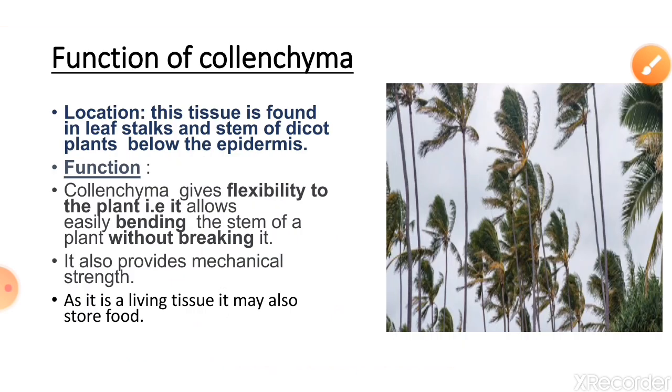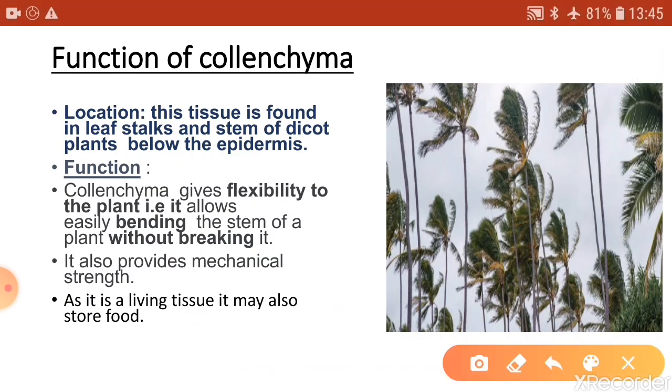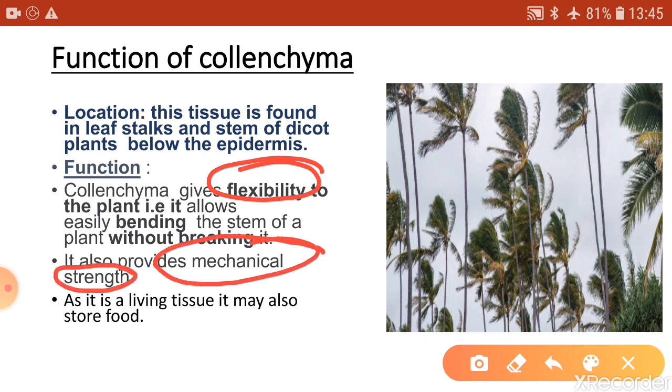Now coming to the functions, the collenchyma tissue's main function is that it provides flexibility to the plant body. That is, it allows plant parts like the stem or the leaves to bend without breaking, or the tendrils or the stems of creepers, they bend without breaking. That's because of this collenchyma. So the main function is to provide flexibility, and another important function is that it is also a mechanical tissue, that is, it provides mechanical strength.